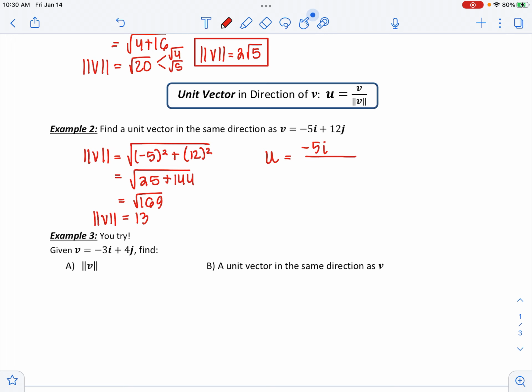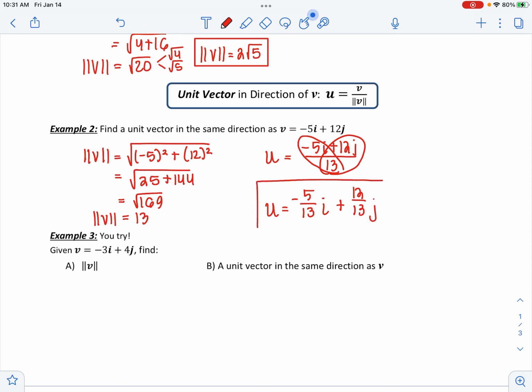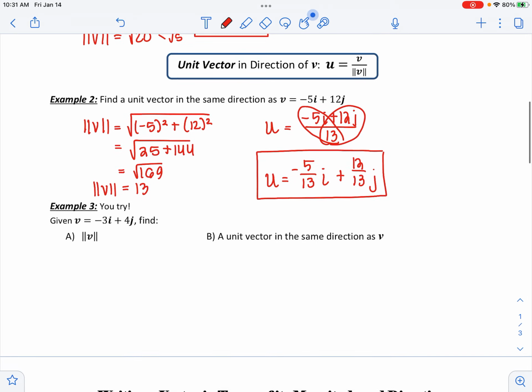To find the unit vector, we do u equals. You take the vector, which is negative 5i plus 12j, and you divide it by the magnitude, which is 13. And then you're going to divide each of the components by 13. So I'm going to divide this by 13 and divide this by 13. So I have u equals negative 5/13 i, if it was simplifiable, I would, plus 12/13 j. And this is your unit vector with the same direction as that vector, but a length of 1.